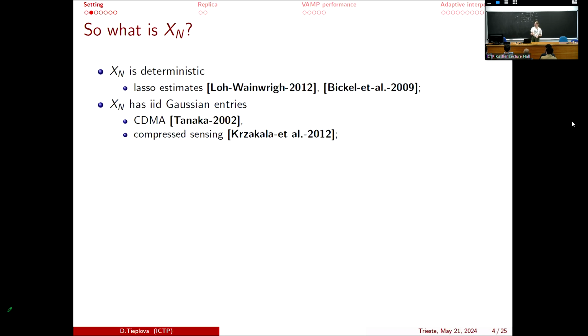It's already a little bit better, probably. And so these matrices, they found a lot of application in signal processing and information theory. For example, a lot of information theoretical quantities were found for the case of CDMA matrices, so-called code division multiple access, and compressed sensing.